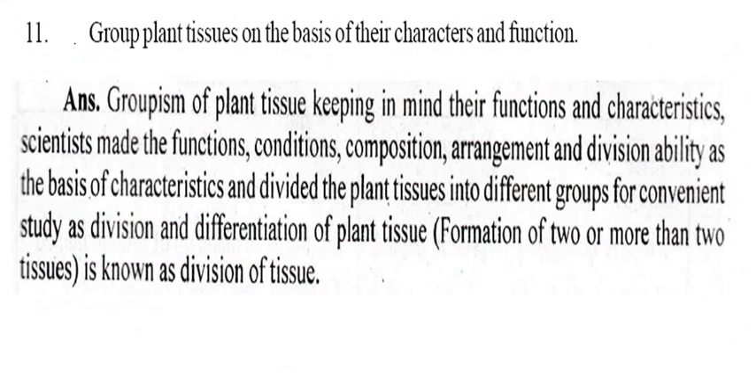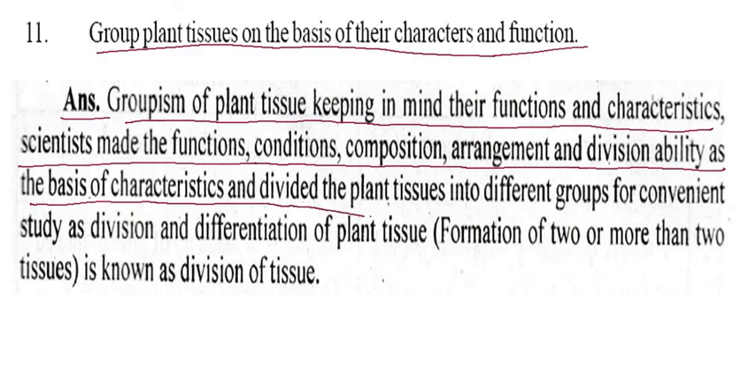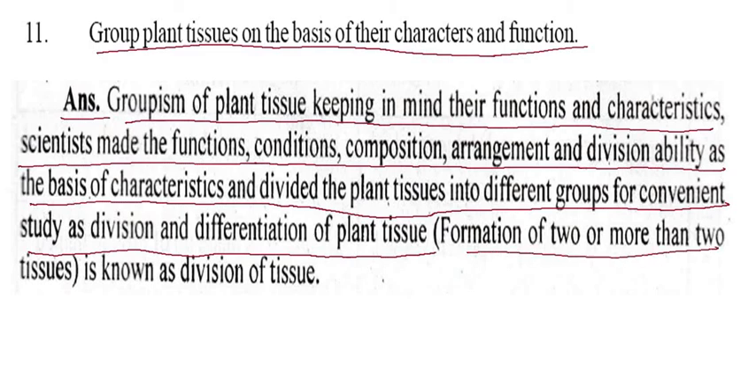Question number 11. Group plant tissues on the basis of their characters and function. Answer: grouping of plant tissue keeping in mind their function and characteristics. Scientists took function, conditions, composition, arrangement and division ability as the basis of characteristics and divided the plant tissue into different groups for convenience. Formation of two or more tissues is known as division of tissue.